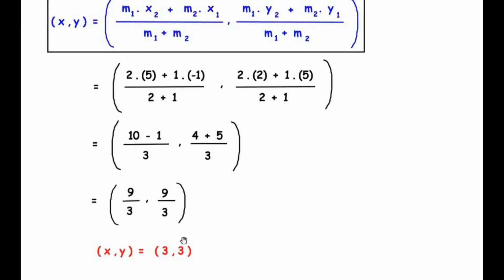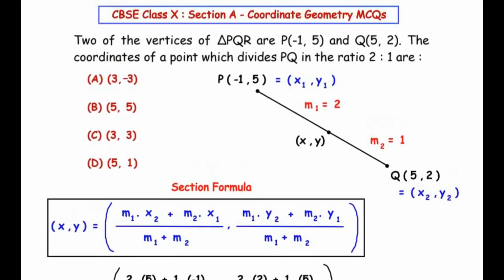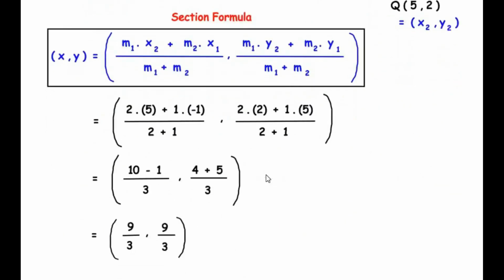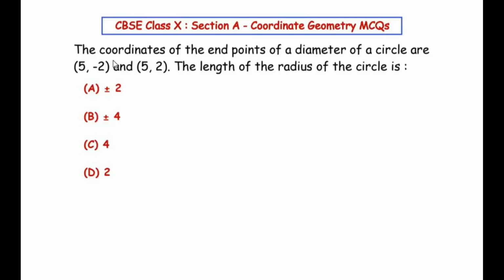So these are the coordinates of the point that will divide the line segment PQ in the ratio 2:1. So here our correct answer is going to be option C, that is 3, 3. Now let us move on to the next question. The coordinates of the endpoints of a diameter of a circle are (5, -2) and (5, 2). The length of the radius of the circle is.